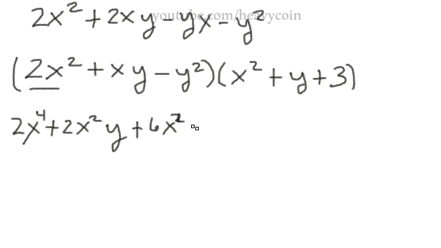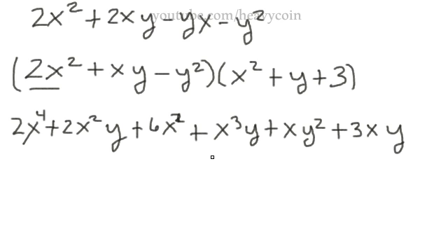Then we go to the next one. Plus xy times x squared is x cubed y. xy times y is xy squared. And xy times 3 is just going to be plus 3xy.